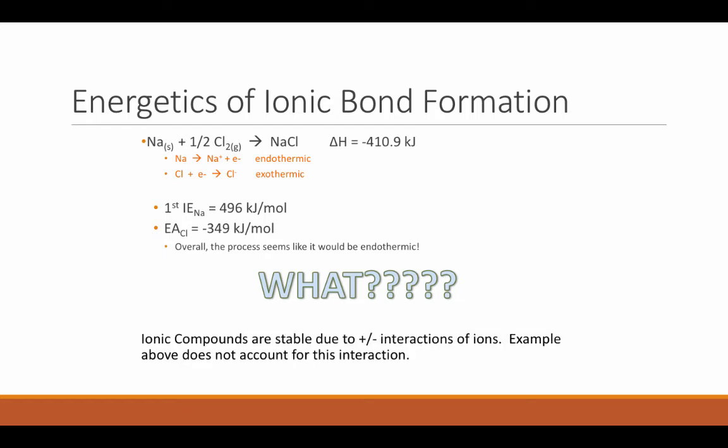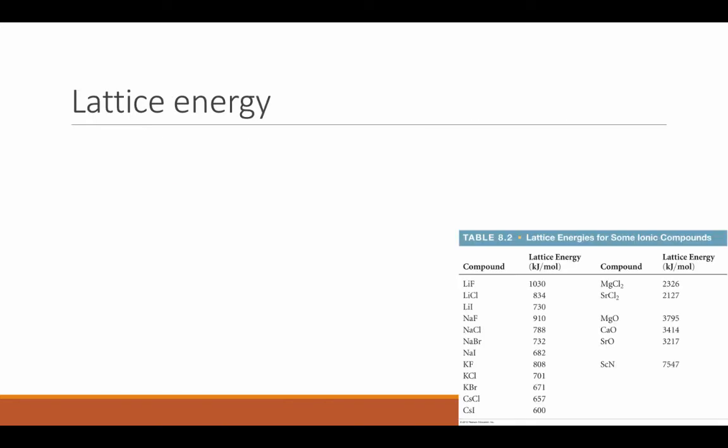It turns out that ionic compounds are stable due to the positive and negative interactions of ions. The example above has not accounted for this interaction yet. So let's look at this interaction. We use the term lattice energy to describe the energy associated with the attractions between positive and negative ions.